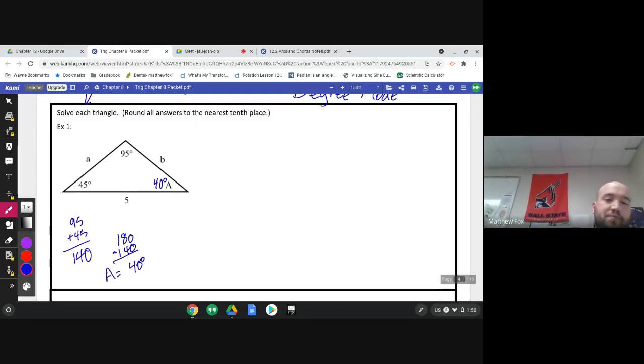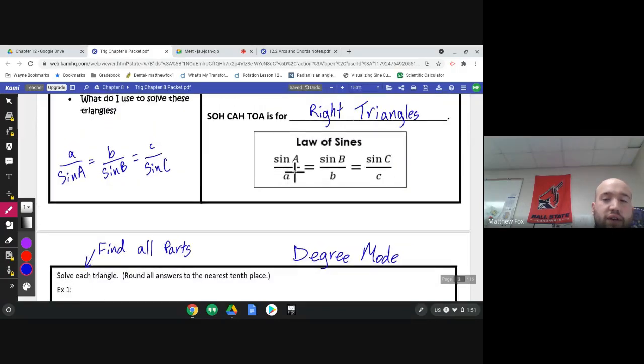Now, as we said, the sine of one of these angles can be compared to another: the sine of A divided by a will equal the sine of B divided by b.